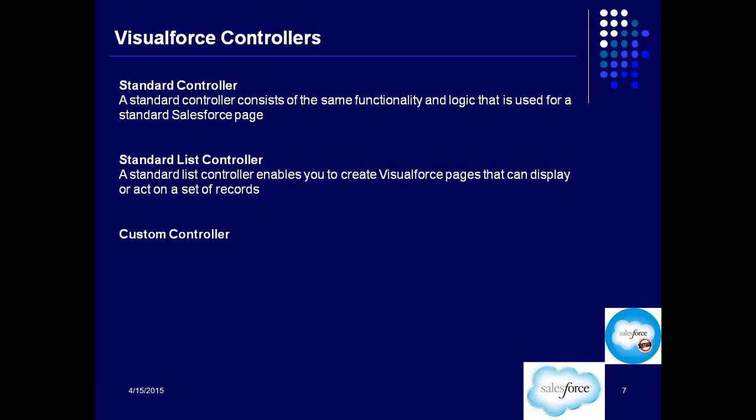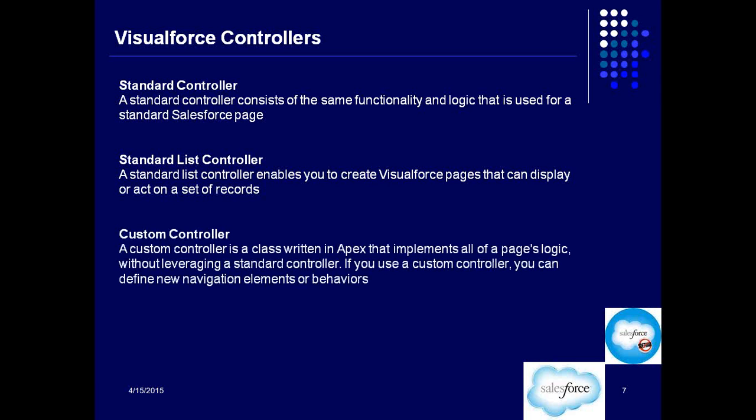The third type of controller is the custom controller. What is the custom controller? A custom controller is a class written in Apex that implements all of a page's logic. This is where we start writing our own logic and our own instructions. It is a class written using Apex, so this is the place where we start using Apex. It implements all of a page's logic without leveraging the standard controller, so it does not use any of the standard functionalities. It simply uses the code that you write.